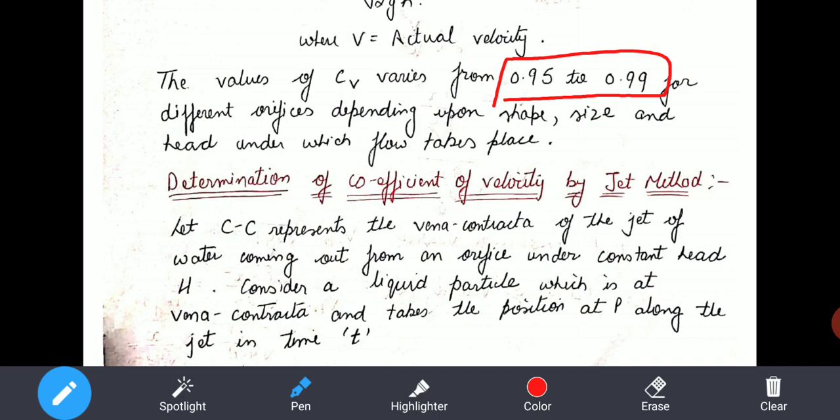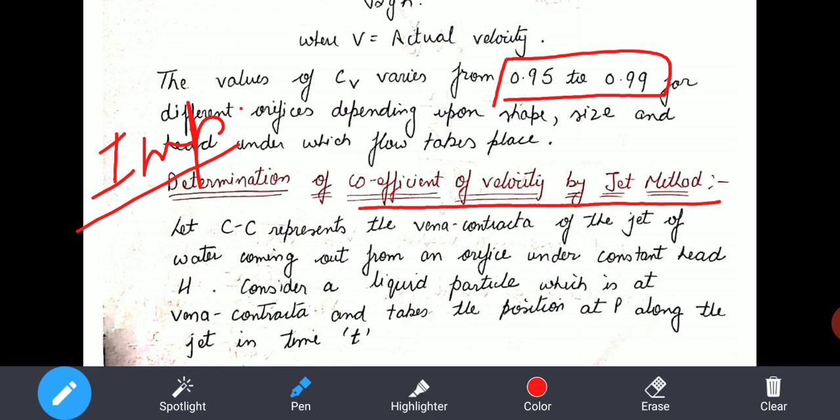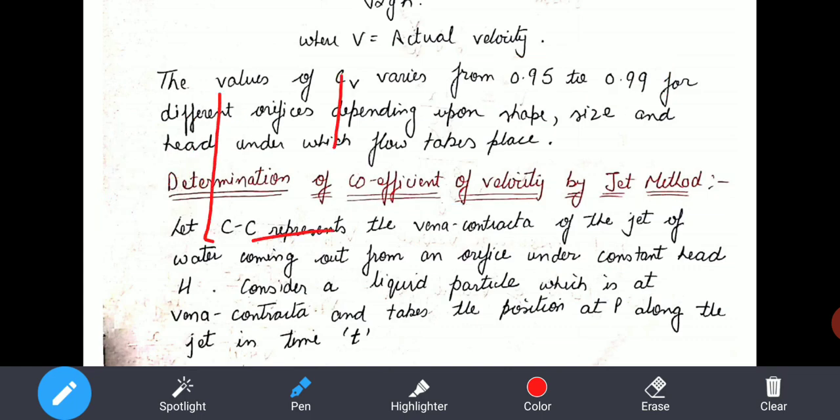Next comes an important topic, which is determination of coefficient of velocity by the jet method. In this method, we consider a tank, and we suppose a liquid particle flows from point 1 to point B. When the jet is flowing, it will form a parabolic shape and tend to go in the downward direction. So we take a liquid particle at 1, and then at point B.